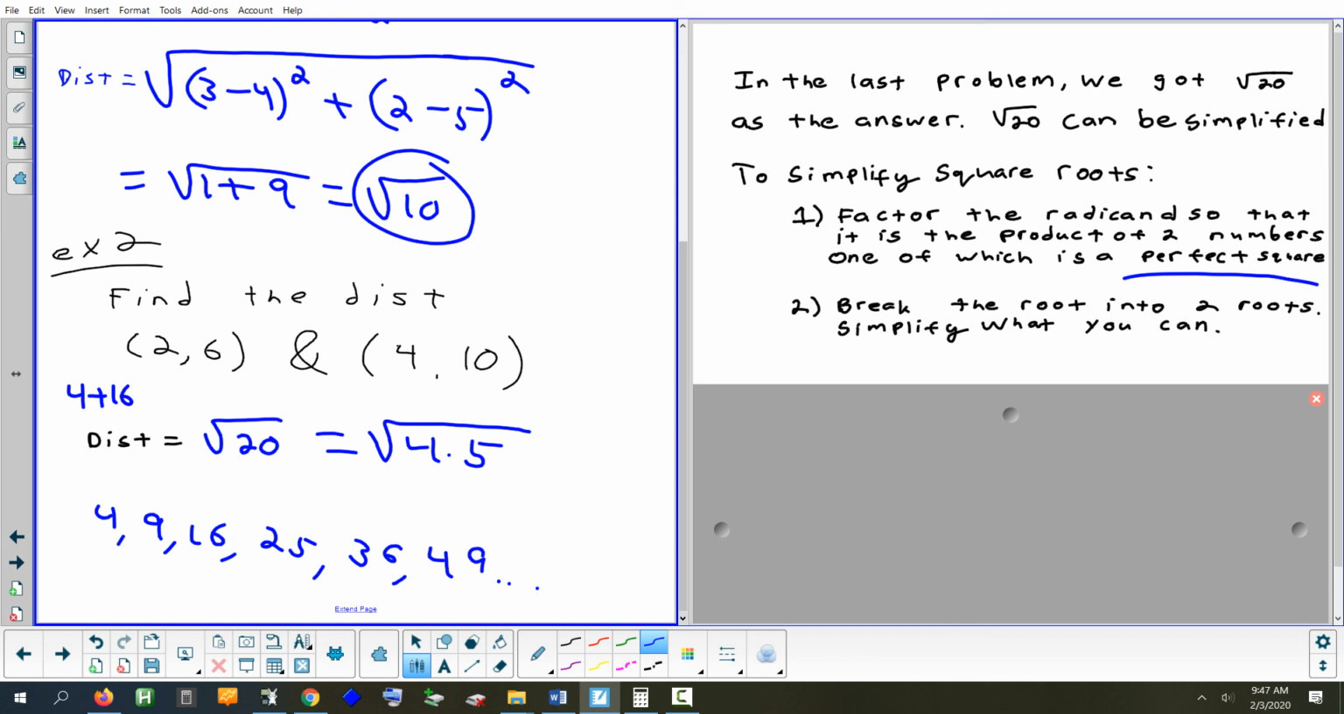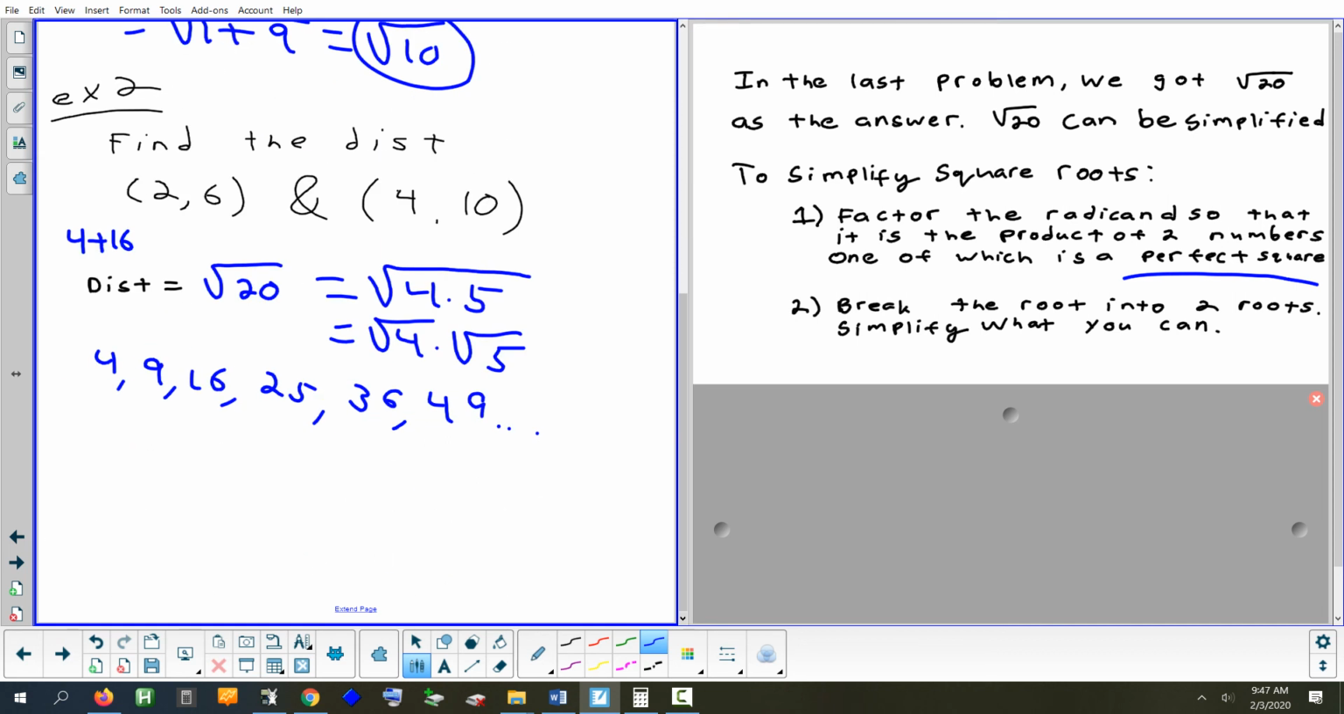Now, step 2 is to break it into 2 problems. All you do to break it into 2 problems is that. Just separate it, square root 4, square root 5. And now you can see why we did that. The square root of 4 is what number? 2. So the answer to this problem is 2 square roots of 5. And that's as simple as you can get because now you can't simplify the square root of 5 anymore. 5 is a prime number.